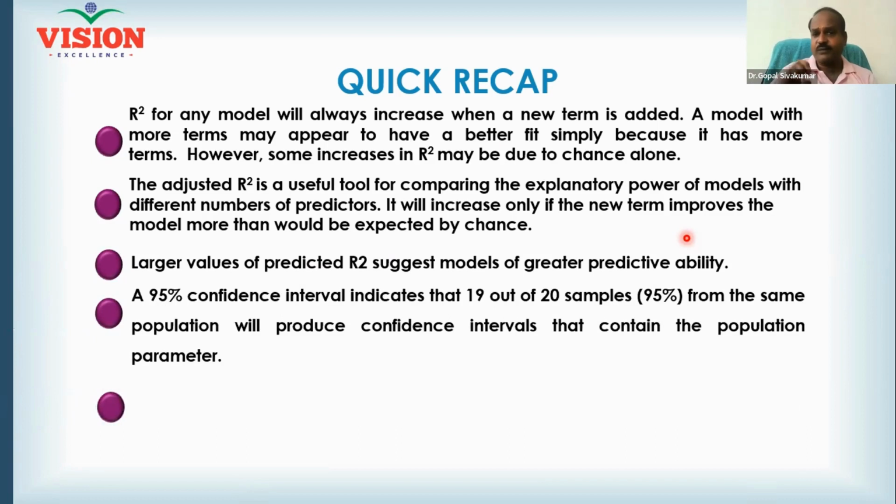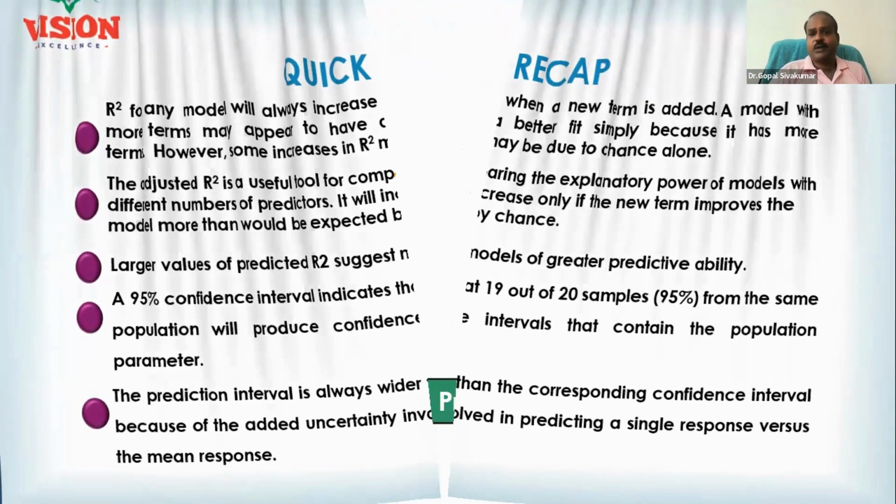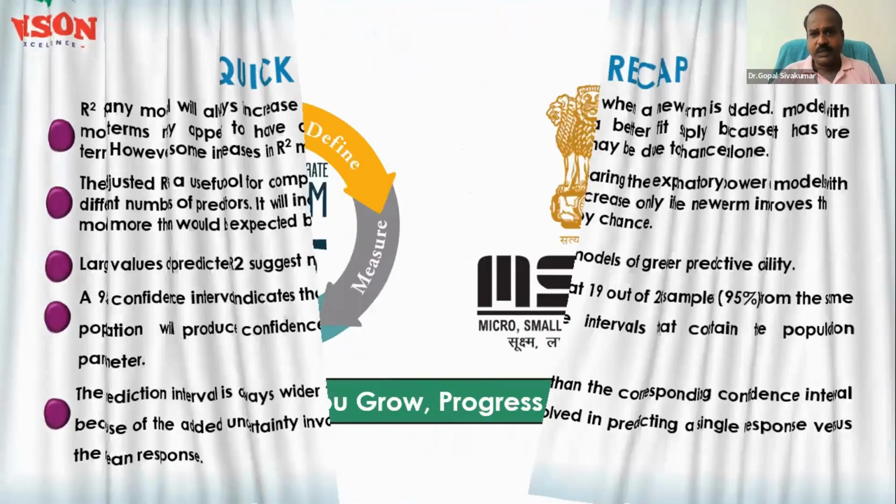A 95% confidence interval indicates that the average of your experimental output will fall inside the confidence limit. Similarly, the prediction interval means a single observation is expected to fall inside the prediction interval. Prediction interval will always be wider than the confidence interval. So this is what I wanted to share with all of you about correlation and regression analysis.